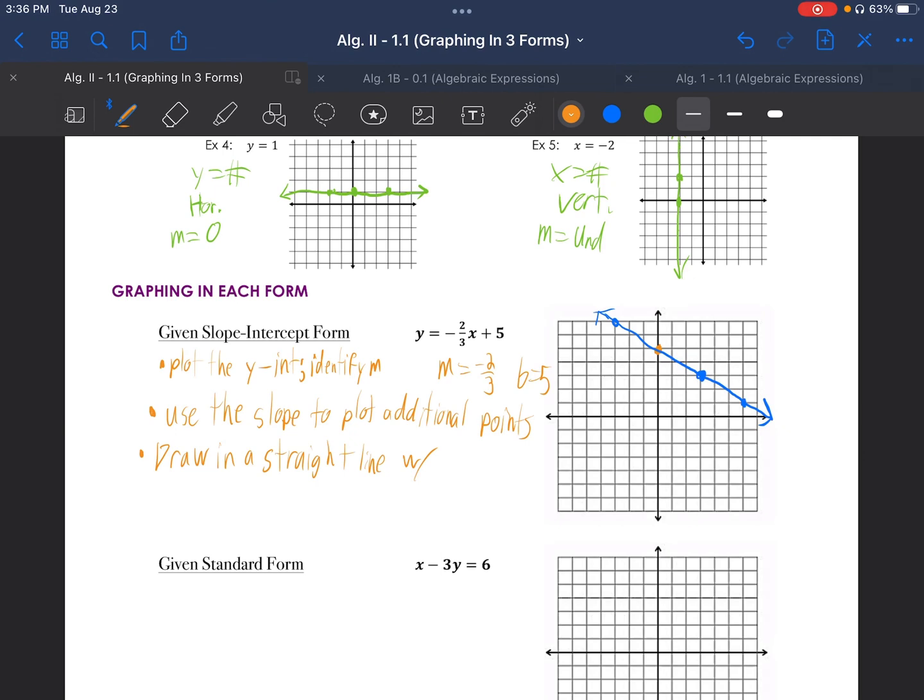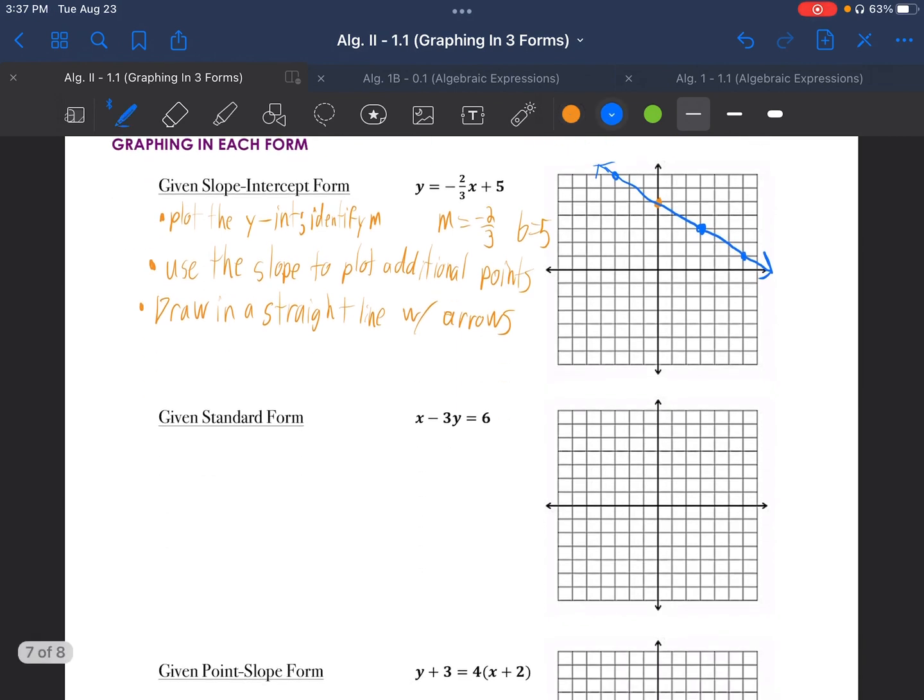And that's going to be my width, W with arrows, just telling us it goes on forever. All right, standard form. So our steps for standard form are going to be, I should have numbered those instead of doing that. So I'll do 1, 2, 3.